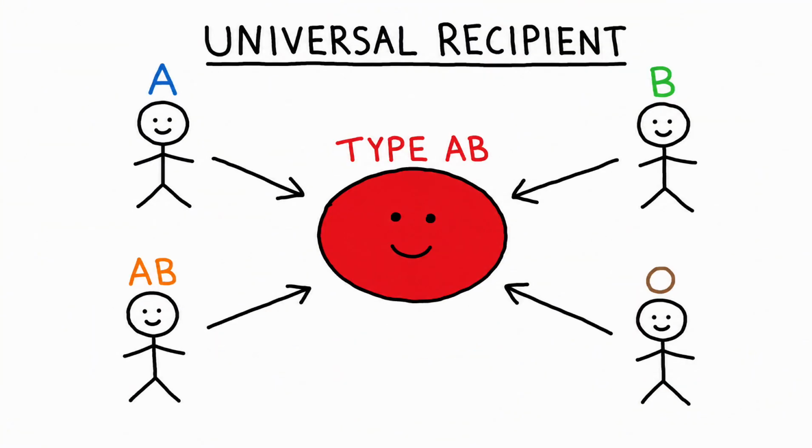Then there's type AB blood, and that's known as the universal recipient. Type AB blood lacks both anti-A and anti-B antibodies, so an individual with type AB blood can receive donor RBCs of any type.